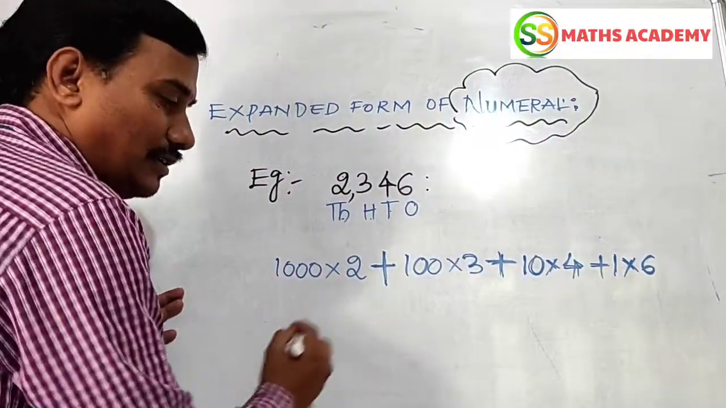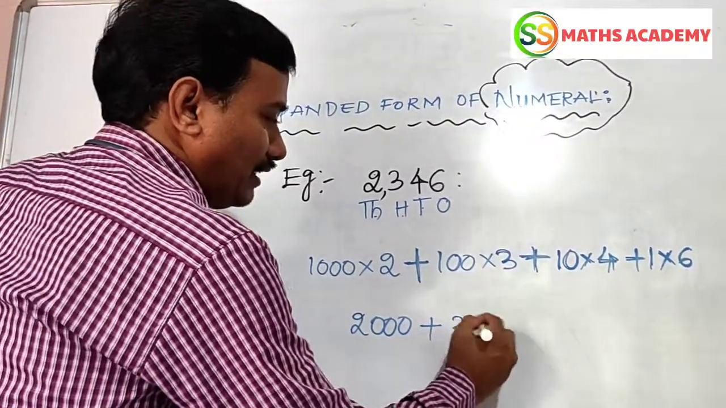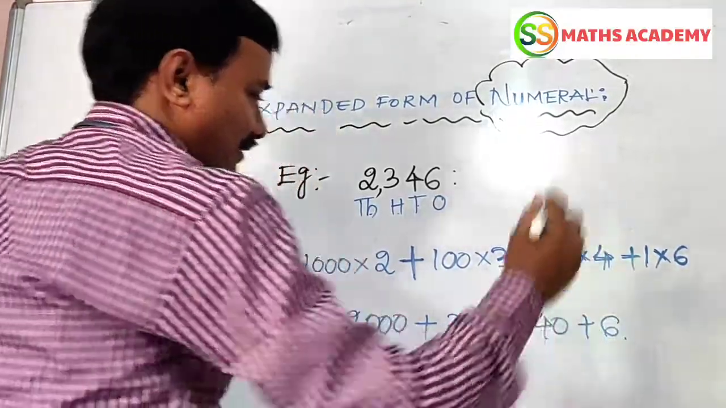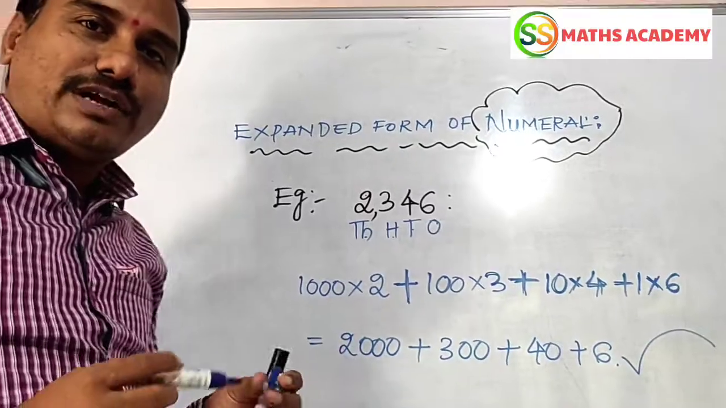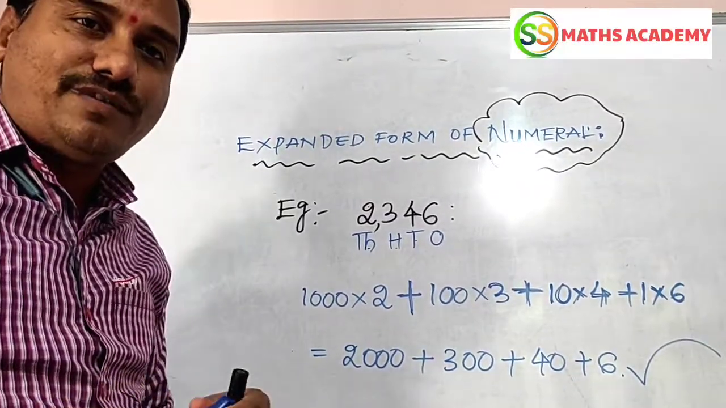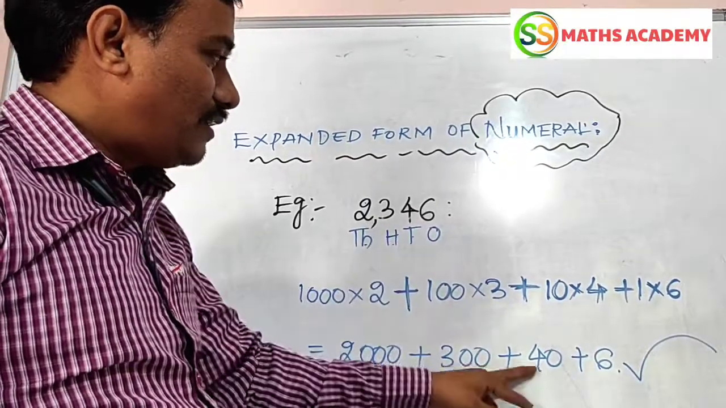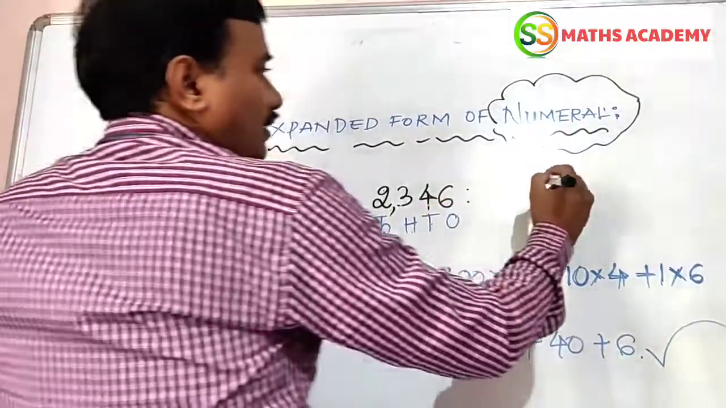Okay. Now 1000 into 2, 2000, plus 100 into 3, 300, plus 10 into 4, 40, plus 1 into 6, 6. This is your expand form of a number. Expand form of a number. 2346. Let us see one more example.